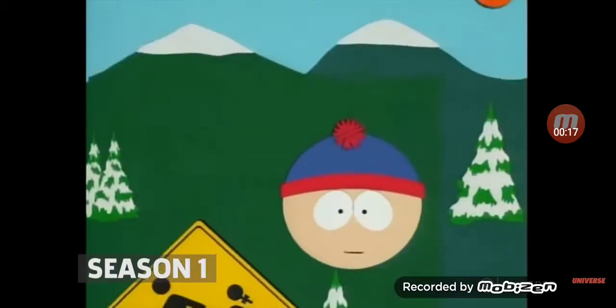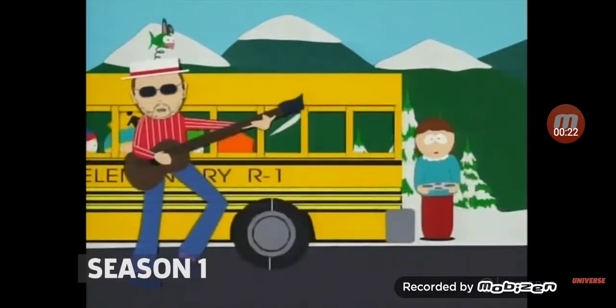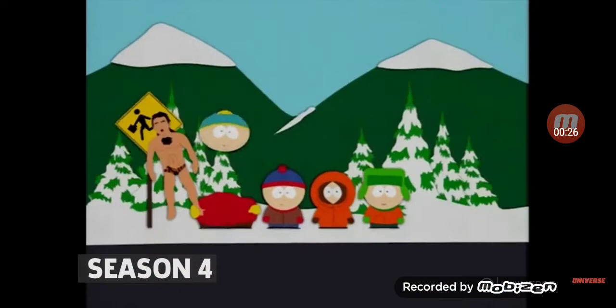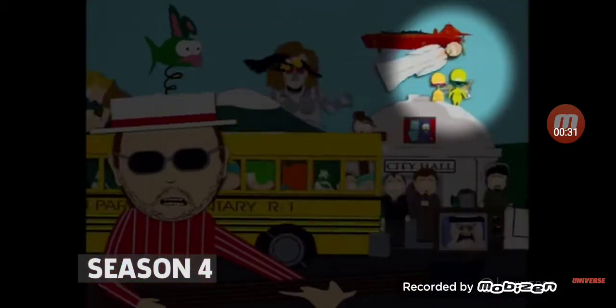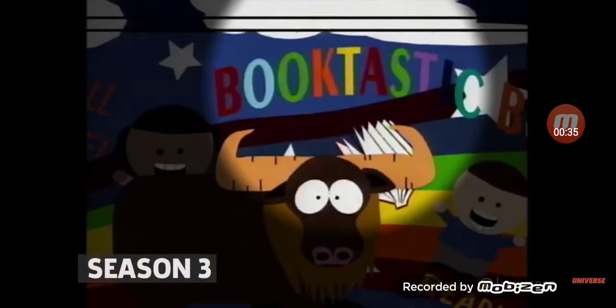The intros of season 1 through 4 look similar. Kyle, Stan, Cartman, and Kenny are all headed to school, and we slowly get characters added over the years, such as the infamous Antonio Banderas blow-up doll. Check out his chest hair. Some Jackofosaurs and spaceships in the far background. The rainbow-colored Booktastic bus passing across the screen.